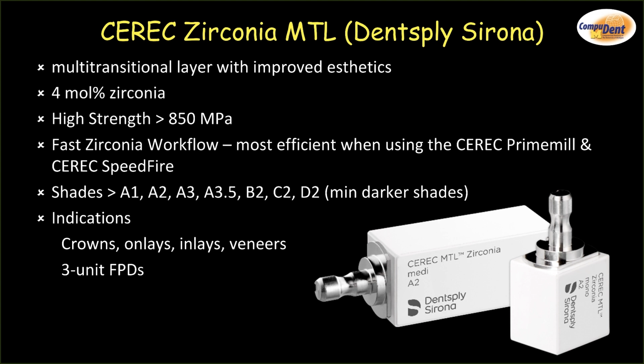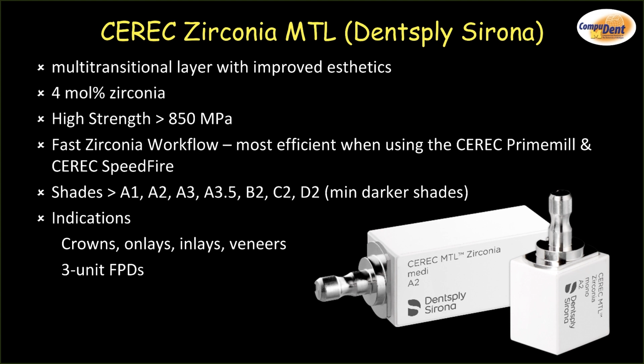It's a multi-transitional layer, so you have a color gradient within the block, which is a real advantage to zirconia because we're generally not going to stain and glaze zirconia in the posterior of the mouth. We know zirconia can be abrasive and doesn't have a very smooth finish, and the best finish we can put on the occlusal is a hand polished finish. So these are 4-mol zirconia blocks.